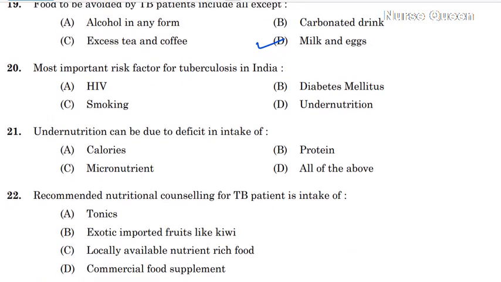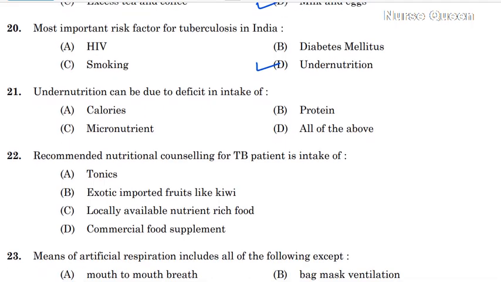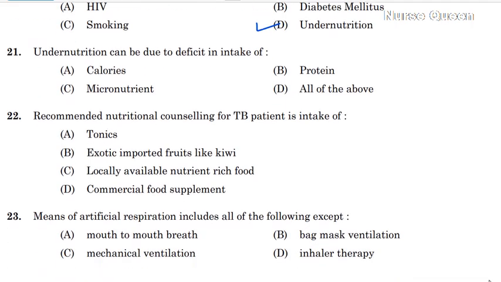Most important risk factor for tuberculosis in India. Undernutrition. Undernutrition can be due to deficit in intake of all of the above. Recommended nutritional counseling for TB patient is intake of locally available nutrient-rich food.